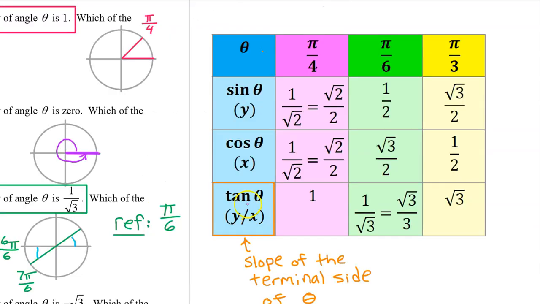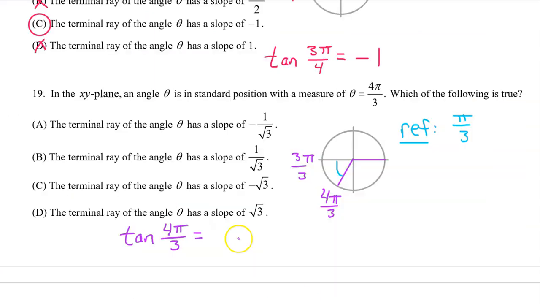We have memorized that the tangent of pi over 3 is radical 3. So the answer is either radical 3 or negative radical 3. In the third quadrant, we can see that the slope is positive. So the tangent of 4 pi over 3 is positive radical 3. So the answer is D.